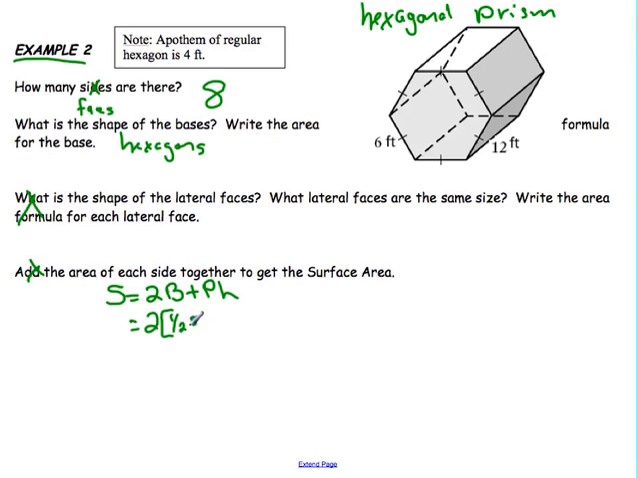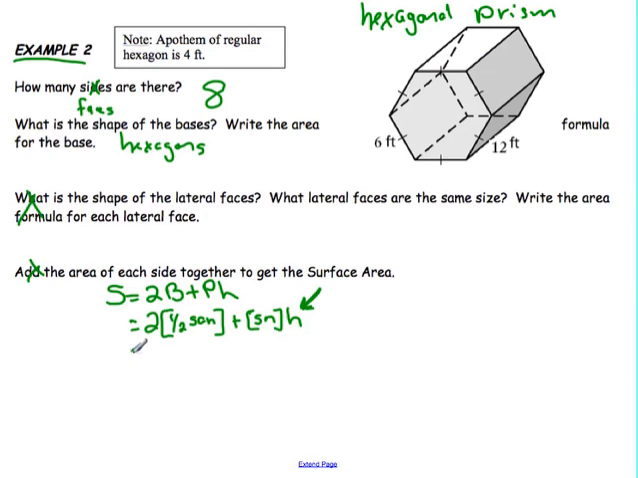So the area of the base, since this is a regular polygon, is going to be 1/2 S times A times N. The perimeter, again I'll put that in parentheses, is just going to be the side length times the number of sides. And the height, again this height is probably the most missed thing. It's actually the height of the prism. In this case it's the 12 feet. It's the distance between the 2 hexagons.